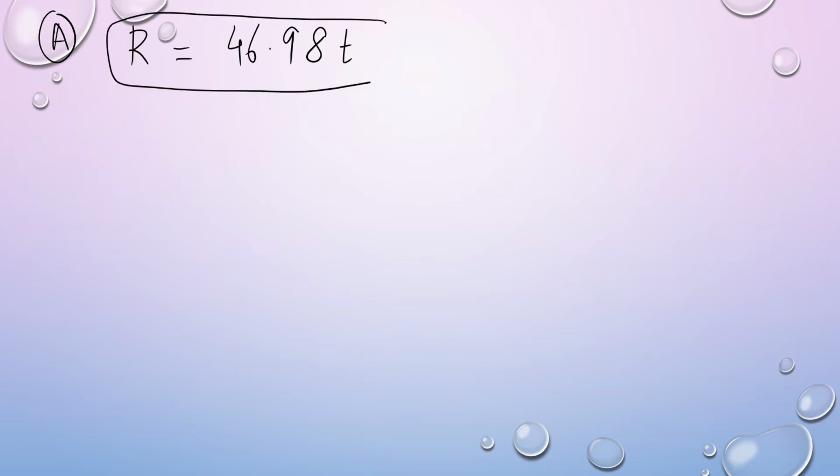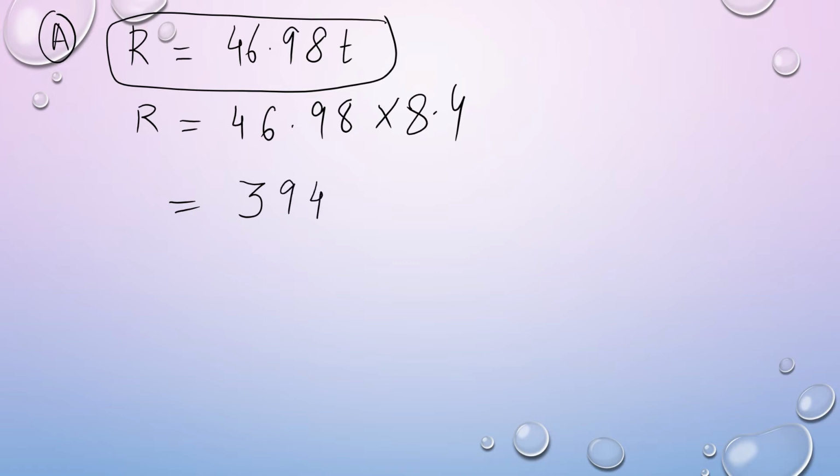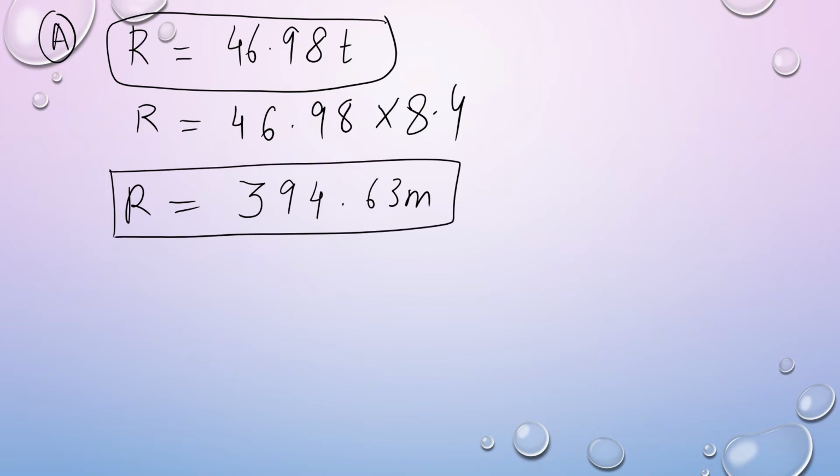Now my first part was to find the range. The formula, the third equation, was range is 46.9 times t. T is time of flight, and I have found the time of flight as 8.4. So when I solve this, let's calculate in the calculator. 46.98 times 8.4, right? So I'm going to get the approximate value as 394.63 meters, right? So this is my range. So I have solved a part.